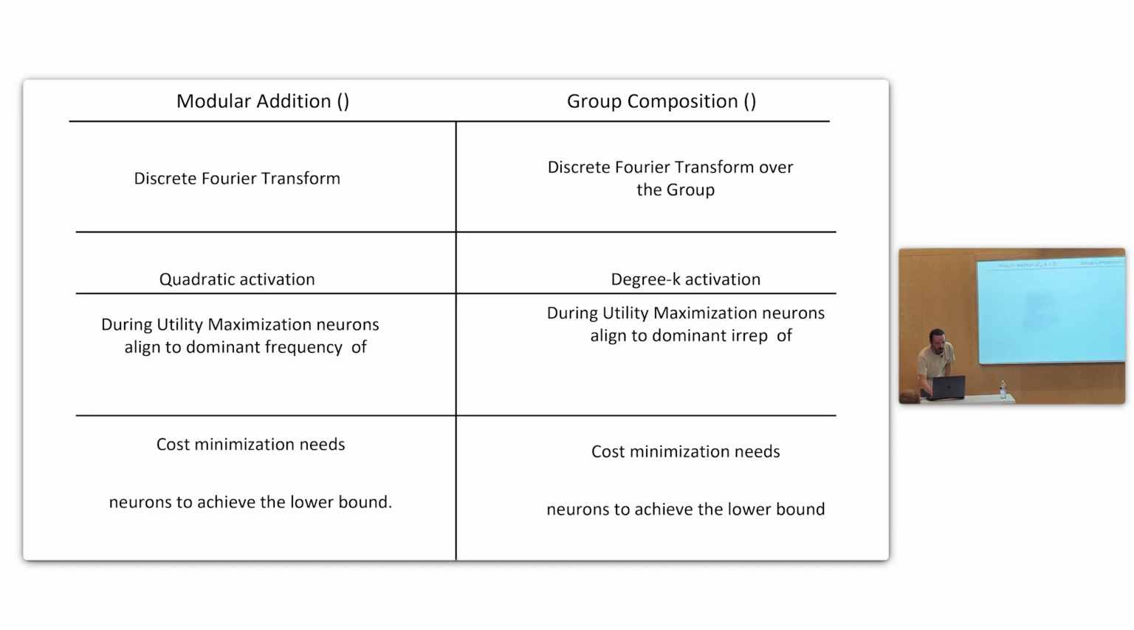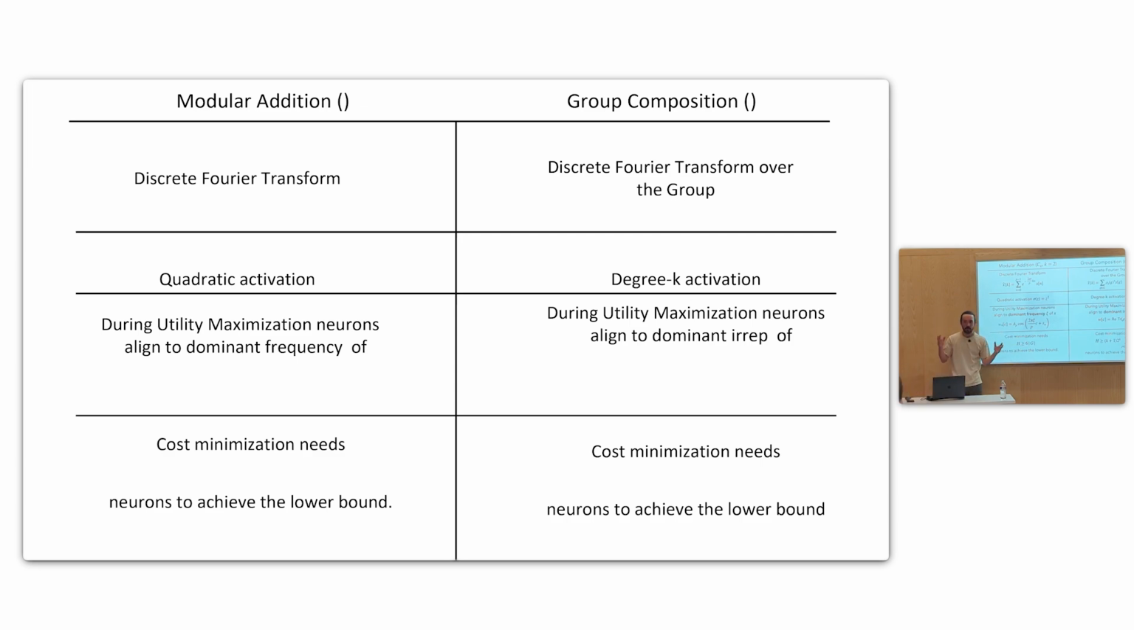Okay, on this slide: what changes in our analysis? If you're familiar with groups, every group has its own Fourier transform. So we go from essentially the classic Fourier transform of sums over cosine waves to sums over what are called irreducible representations. We move from quadratic to a monomial of degree k. You get a similar idea that utility maximization is about aligning neurons to dominant irreps. Cost minimization, you get another thing.